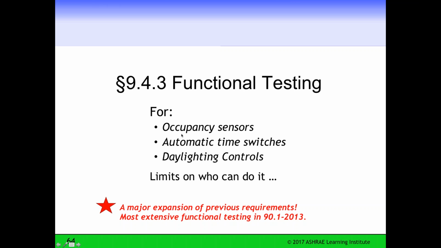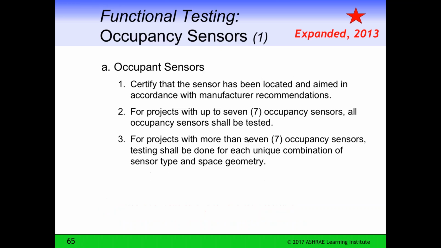There are three types: occupancy sensors, automatic time switches, and daylighting controls. And there's a limit on who can do this testing. The first time this was added was in 2010. It was very general, then 2013 became much more detailed, and it has not increased in detail in 2016, but it's really important. So for occupancy sensors, somebody has to certify that the sensor has been located and aimed in accordance with manufacturer's recommendations.